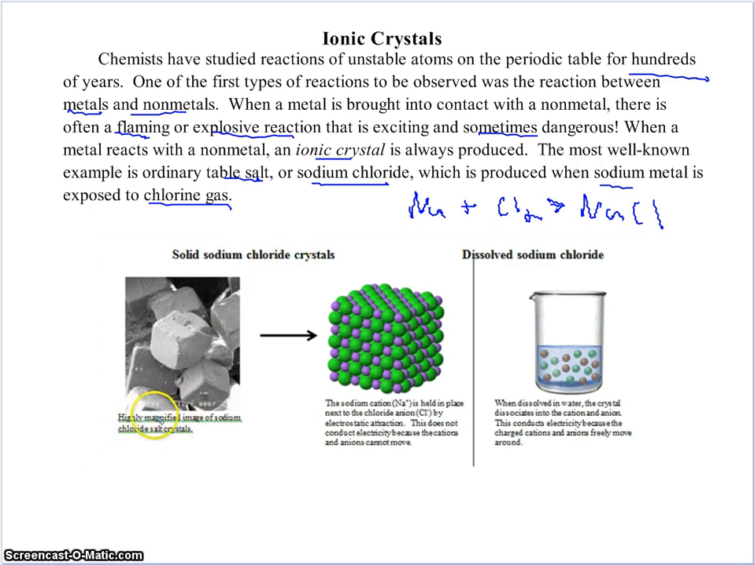Let's see, highly magnified image of sodium chloride salt crystals. So we've got these crystals here, it looks like a little cube. Here we go. The sodium cations, Na+, is held in place next to the chloride anion. So we have positive and negatives. We got the positive purple sodium and the negative green chlorine by electrostatic attraction. This does not conduct electricity because the cations and anions cannot move.